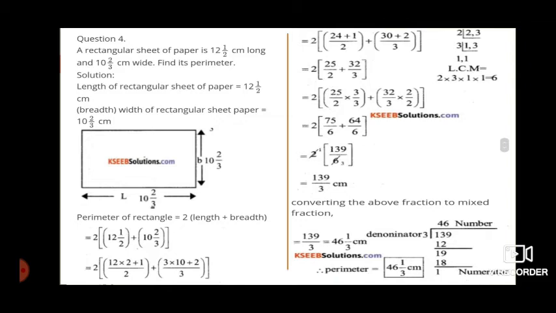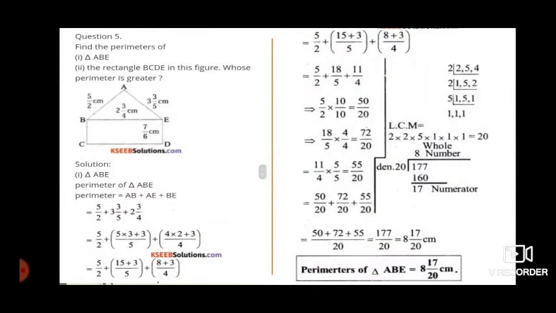If we convert it into a mixed fraction by doing the division: 3 fours are 12, the remaining is 1, 9 will come down, 3 sixes are 18 and the remaining is 1. So what is our fraction? The quotient 46 is the whole number. Numerator is the remainder, that is 1, by the denominator 3. That's it. Next, children, question number 5.